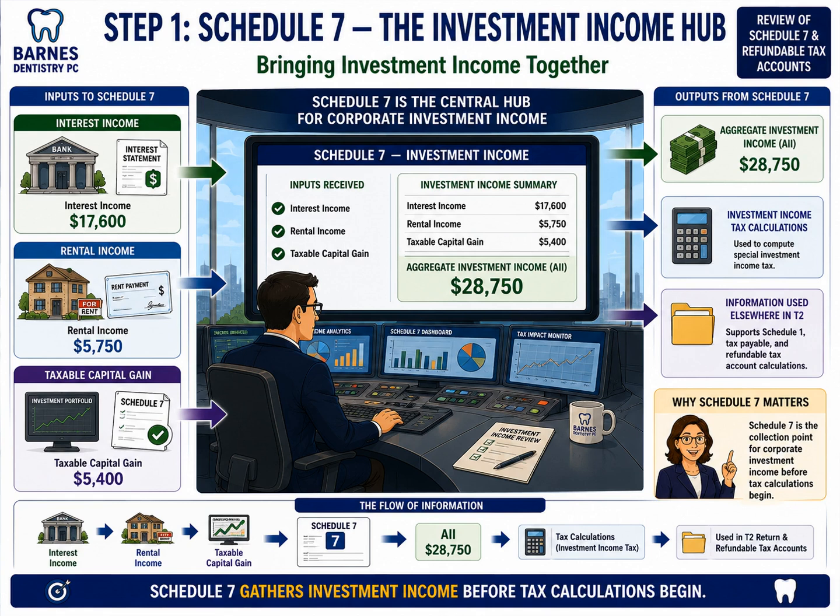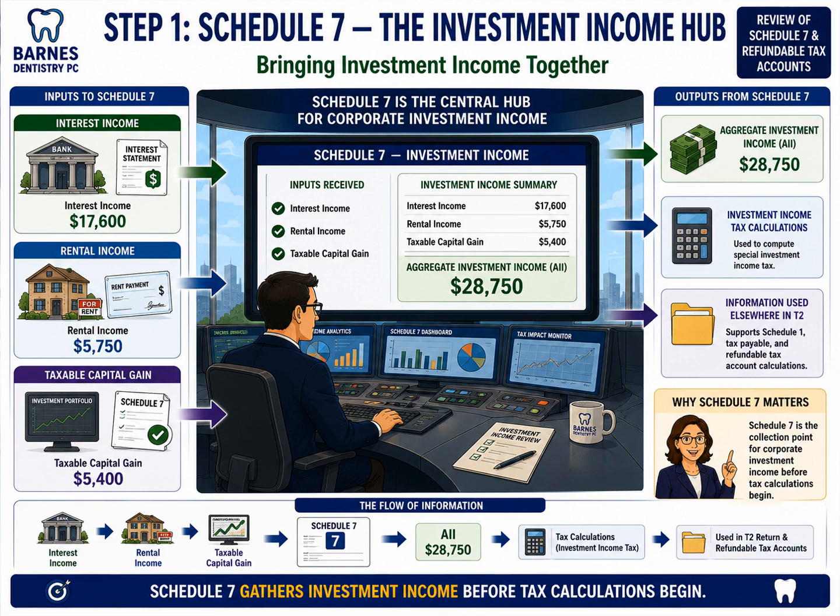The second source is rental income. Barnes Dentistry earned $5,750 of rental income during the year. This income comes from property activities and represents another form of passive investment income.